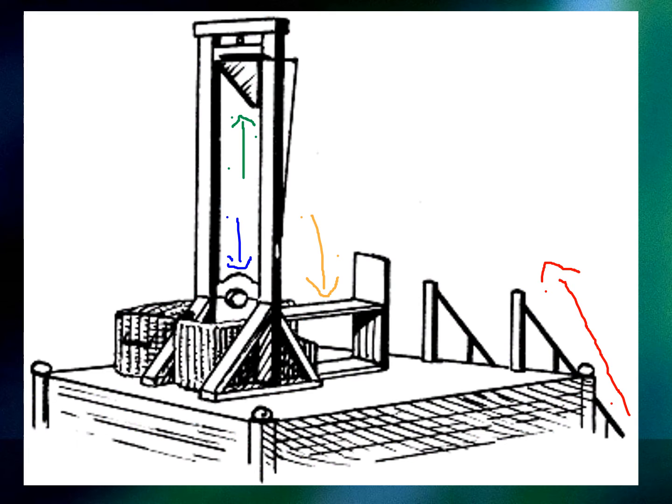It was well known as the main tool by which many people were executed during the French Revolution, including King Louis XVI and his wife Marie Antoinette as well.